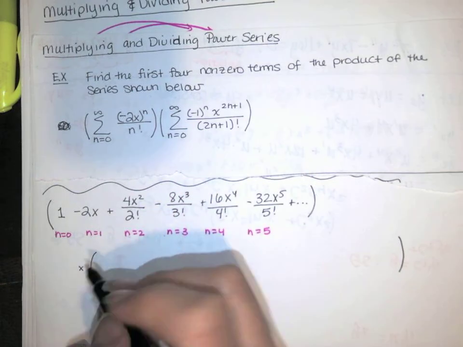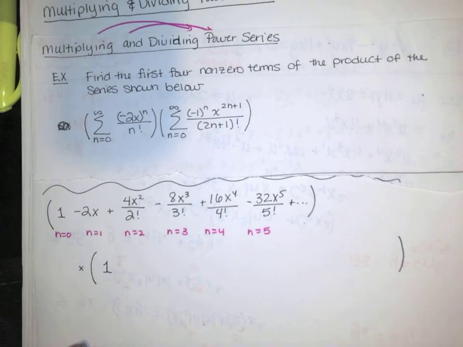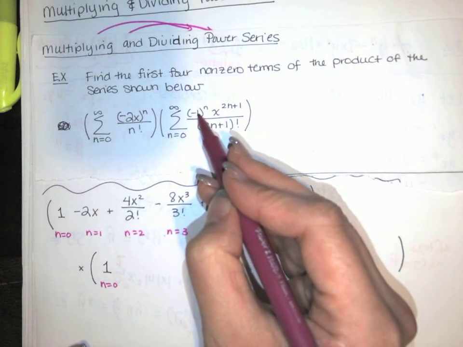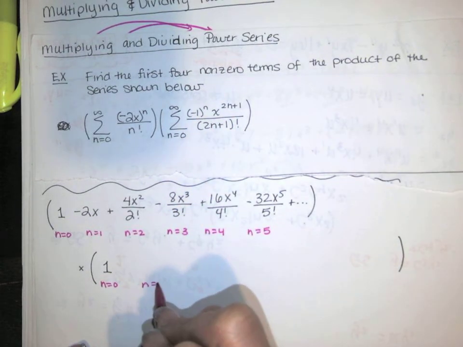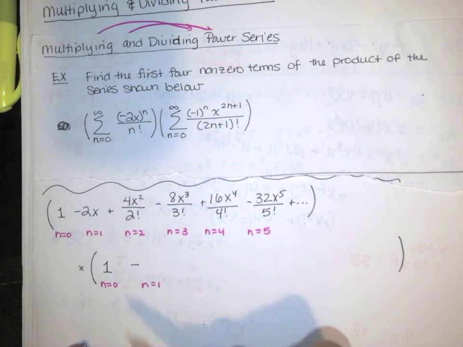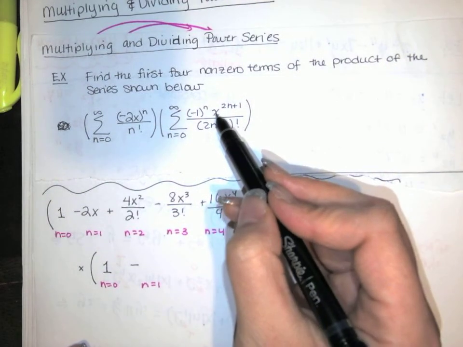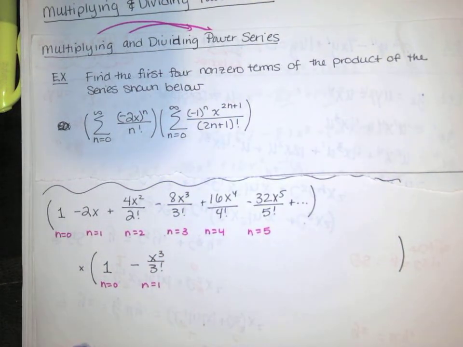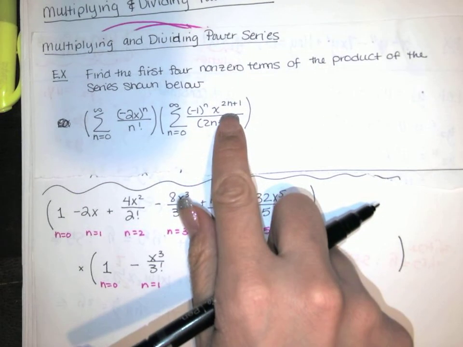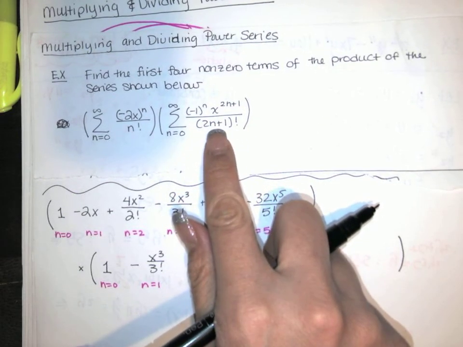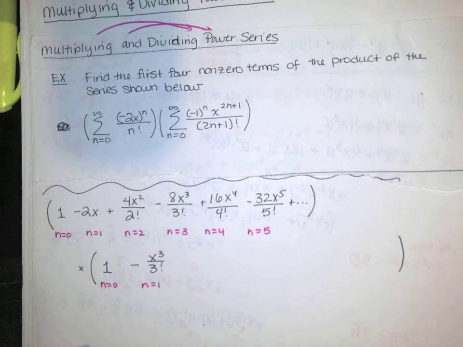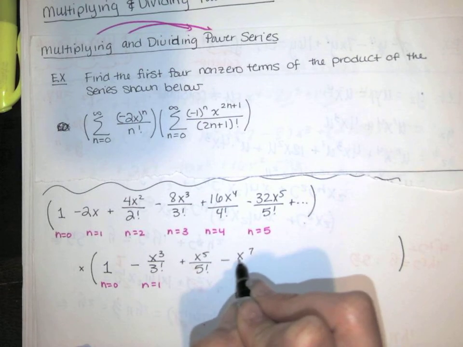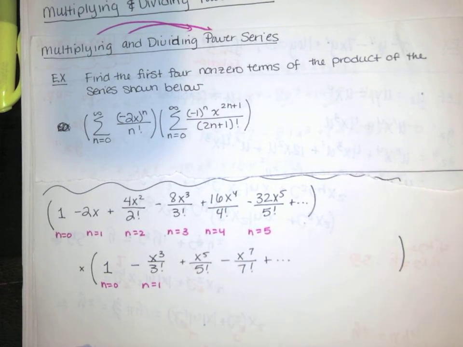When n equals 0, we get 1. When n equals 1, that's a negative 1 to the 1st. It's alternating, so it went from positive 1 to negative 1. If n is 1, we get x cubed over 3 factorial. And we've seen this series before. All those exponents are odd. The denominators are that same number that you have in the exponent, but factorial. So I think we're going to get x to the 5th over 5 factorial, x to the 7th over 7 factorial, plus higher degree terms.